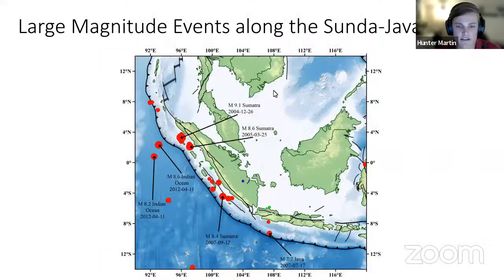Throughout the past 2 decades have posed the greatest seismic hazard. And so in particular, we can see that Sumatra is of particular concern.